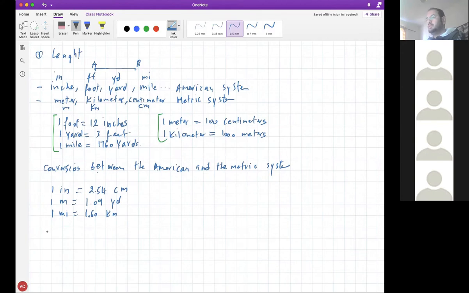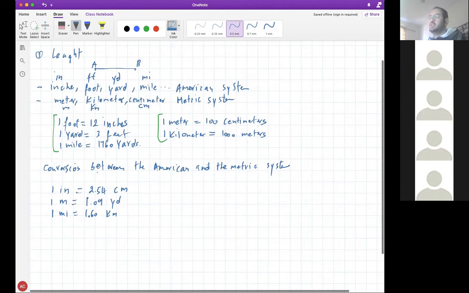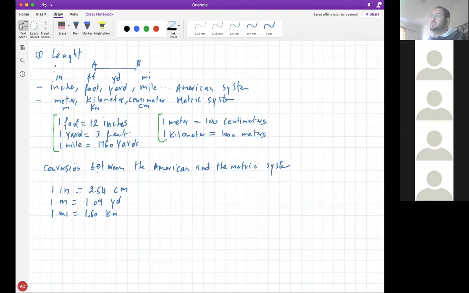So now let's do some examples. Well, actually, maybe let's finish the units first. Let's finish all the units. And in the second lecture, we will see how to actually do the conversions, going back and forth between, for example, inches to centimeters or yards to meters and so on. So that's the length. These are the units of length.